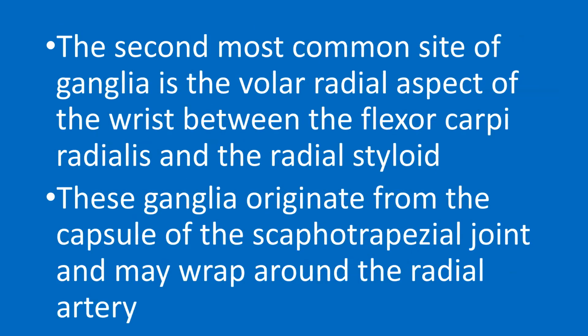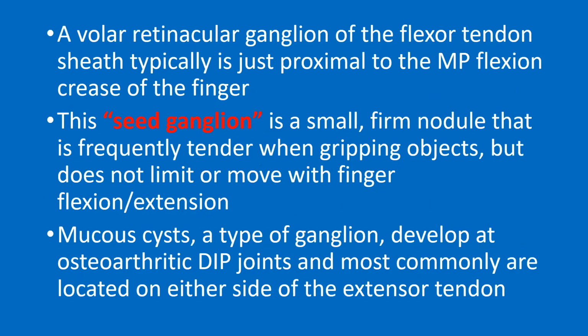The second most common site of ganglia is the volar radial aspect of the wrist between the flexor carpi radialis and the radial styloid. These ganglia originate from the capsule and scaphotrapezial joint and may wrap around the radial artery. A volar retinacular ganglion of the flexor tendon sheath typically is just proximal to the metacarpophalangeal flexion creases of the finger.